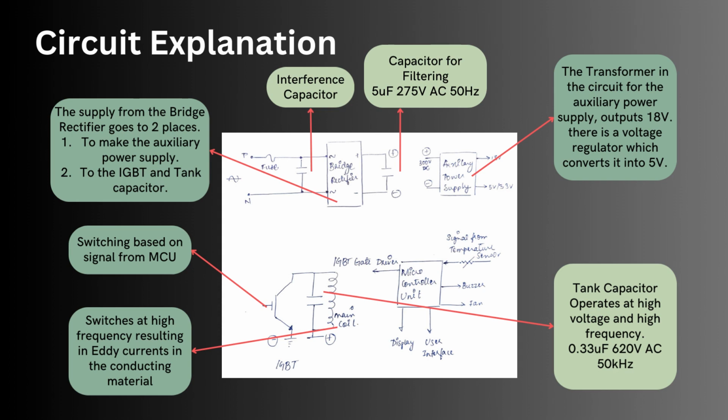Now, the IGBT circuit is connected to a tank capacitor which operates at high voltage and high frequency, that is in parallel with the main coil. So, the switching of the current in the coil is based on the control from the MCU. It switches at high frequency, resulting in eddy currents in the conducting material.